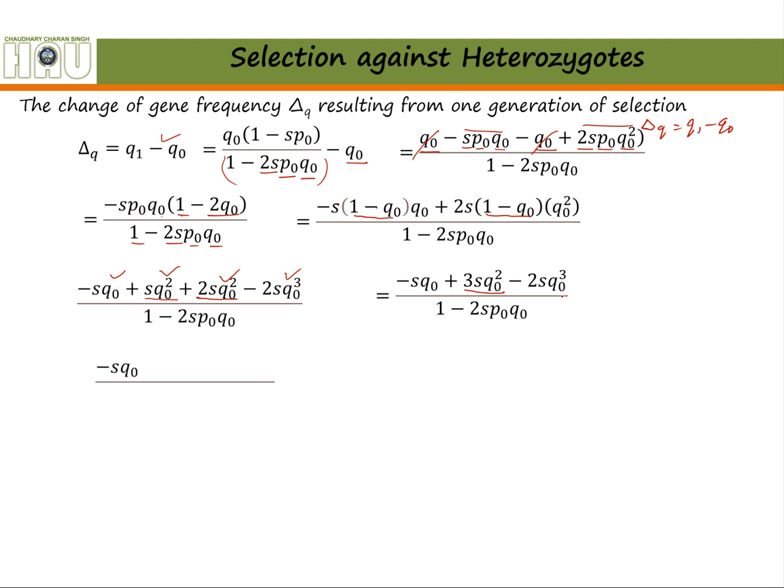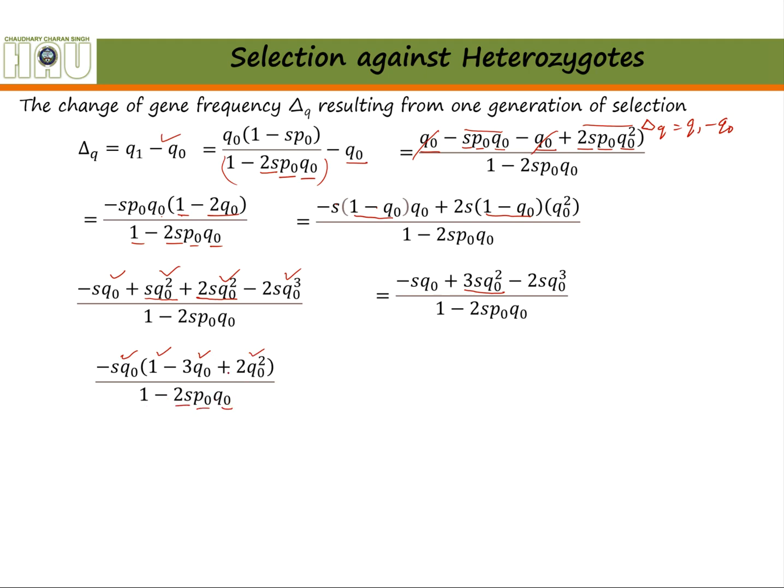And finally, if I take minus S Q0 common from these three terms, I will get 1 minus 3Q0 plus 2Q0 square divided by 1 minus 2S P0Q0.